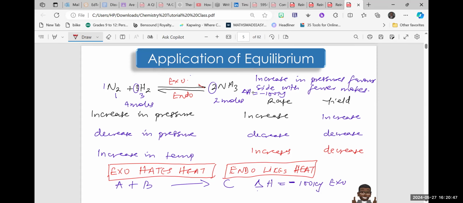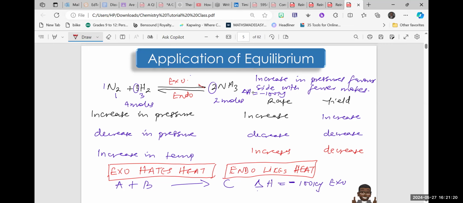So why can't they continue to increase the temperature? The simple answer is if they increase the temperature beyond 450, they are going to have less and less ammonia produced per time. They could also ask you, so if increase in pressure increases rates and it increases yield, why can't we do this reaction at a pressure of something like 1,000 atmosphere, since increase in pressure will increase both rate and yield.